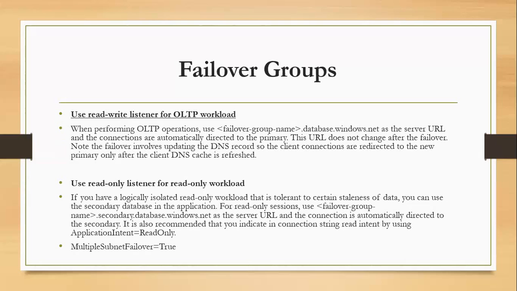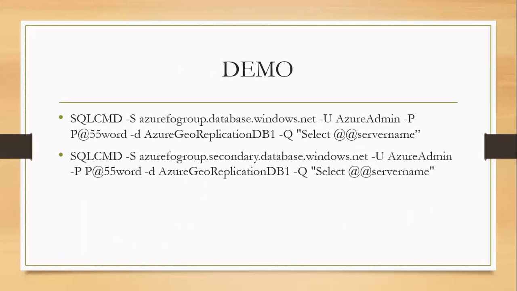So use MultiSubnetFailover equals true, and it is the same as what you use in AlwaysOn, right? You are supposed to use MultiSubnetFailover equals true for your AlwaysOn connection string as well, if you are using multiple subnets. So let me move on to the next slide.